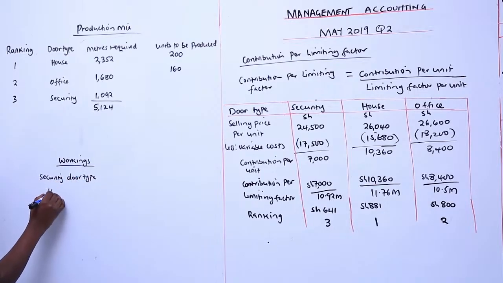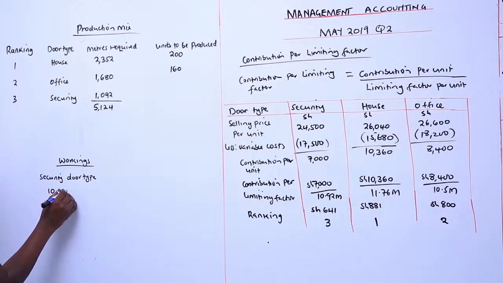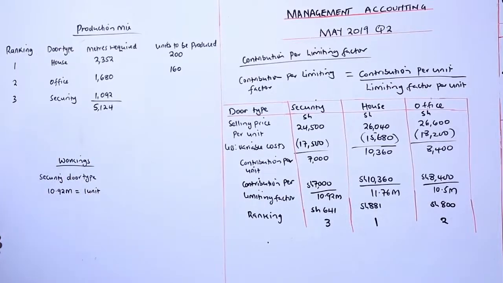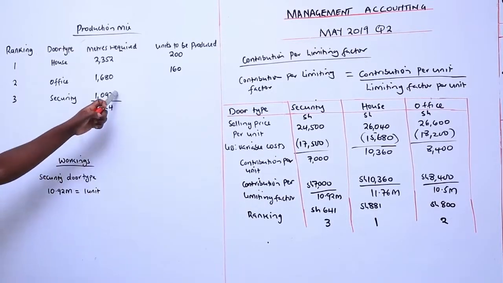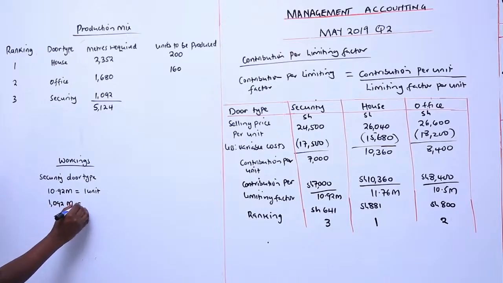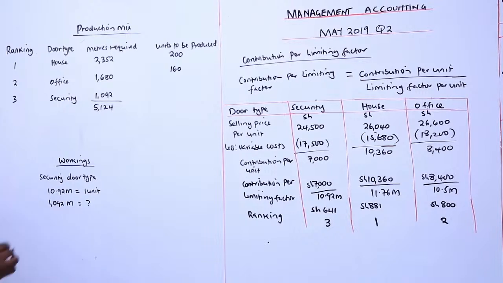So 10.92 meters are required to produce 1 unit of the product. But what we have is only 1,092 meters available. Then how many units can we produce using these meters?